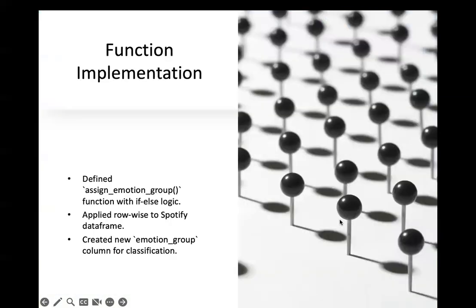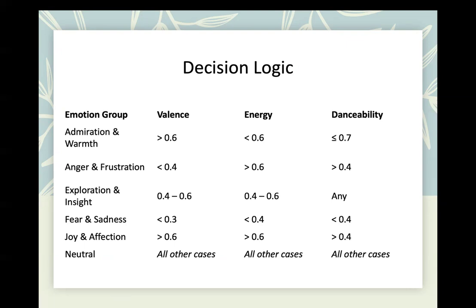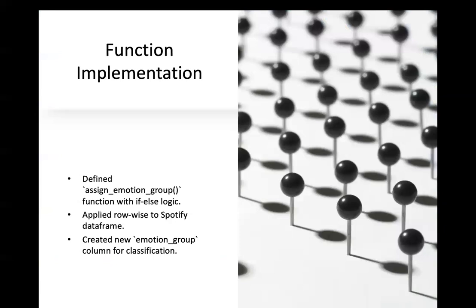We manually tuned all these ranges based on the percentiles and visual inspection of song clusters. Next slide, we have the function implementation. We implemented it using a set of nested if-else rules and applied it row-wise to the Spotify data frame, which returns one of the six emotion group labels. This column is then used to match with the BERT output which we got from the GoEmotions dataset.